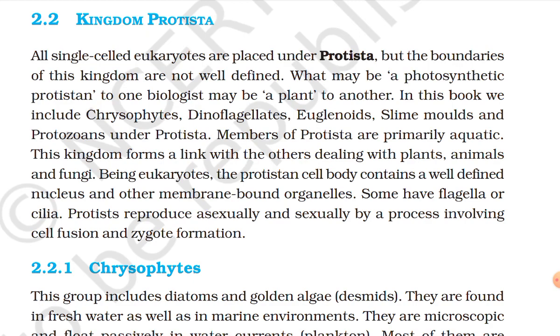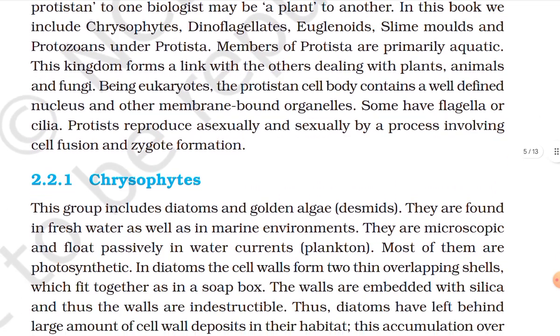This kingdom forms a link with the other kingdoms dealing with plants, animals, and fungi. Being eukaryotes, the protistan cell body contains a well-defined nucleus and other membrane-bound organelles. Some have flagella or cilia. Protists reproduce asexually and sexually by a process involving cell fusion and zygote formation.